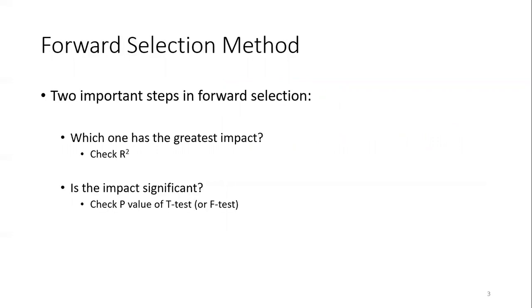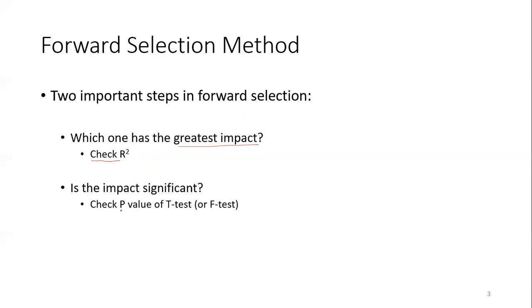Okay. In the forward selection method, there are two important questions. What we do is add each variable one by one. At each step, we check which variable has the greatest impact. In order to answer that question, we check the R square. Then the next question is, okay, this one is the greatest, but is this impact significant? Of course this has the greatest impact, but whether this impact is significant or not.